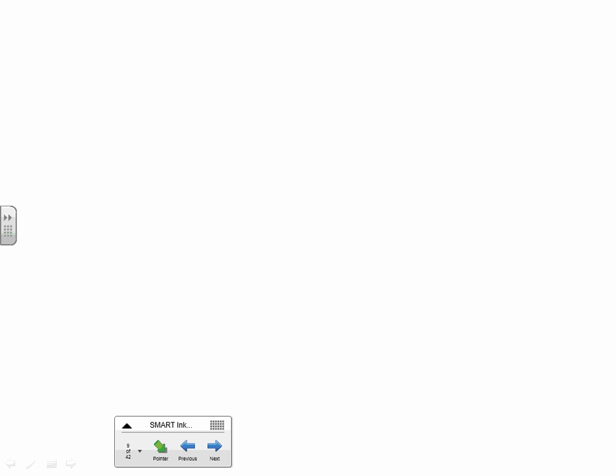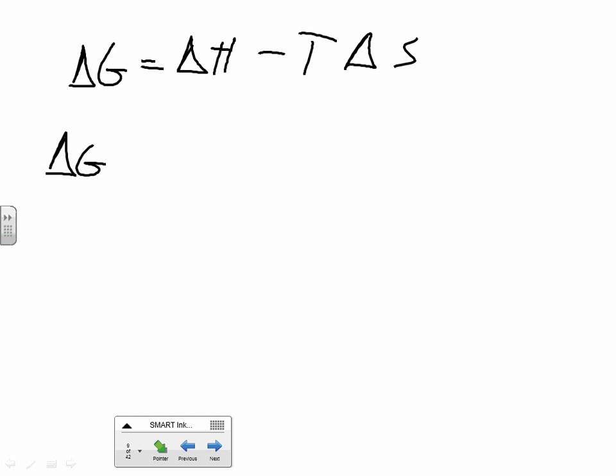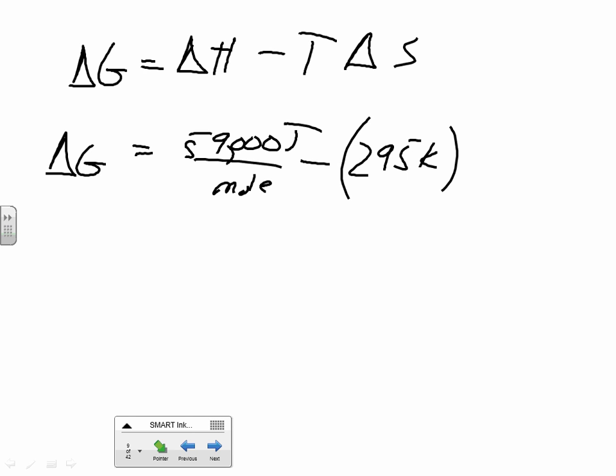So, on this next problem, again, remember the equation. Free energy is equal to change in enthalpy minus the Kelvin temperature times the change in entropy. In this problem, it tells us that delta H is 59,000. It tells us that the temperature is 22 Celsius, so that would be what? 295 Kelvin. Add 273 to your Celsius. And then the delta S is 190.